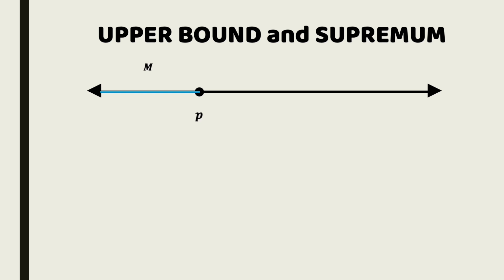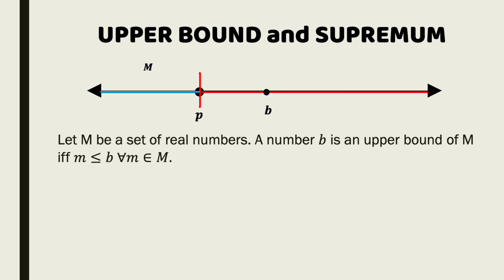How do we find the upper bound of set m? We let m be a set of real numbers. A number b is an upper bound of m if and only if m is less than or equal to b for all m elements of set m. This means that the upper bound is greater than or equal to all the elements of set m. And similar to the lower bound, we can also identify several upper bounds including p. All the numbers in red are upper bounds of set m.